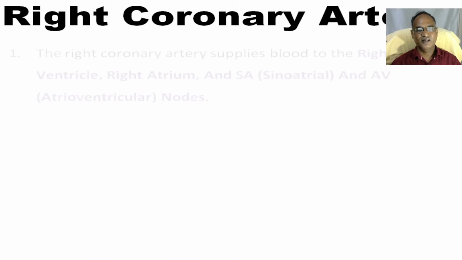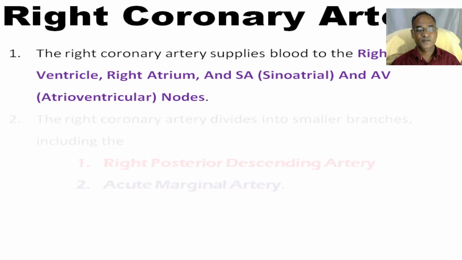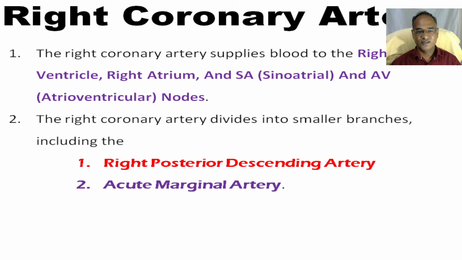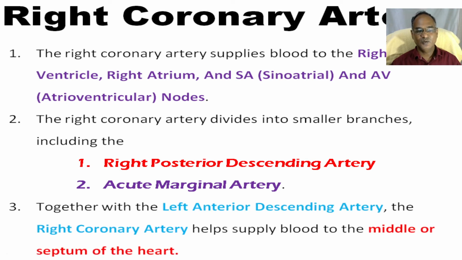Then the right coronary artery covers the right side of the atria and ventricle. Apart from this, it covers the SA node and AV node, and the internodal pathways also during coronary circulation. In this circulation, there is the right posterior descending artery and the acute marginal artery. Together with the left anterior descending artery, the right coronary artery supplies maximum blood to the middle, or septum, of the heart.